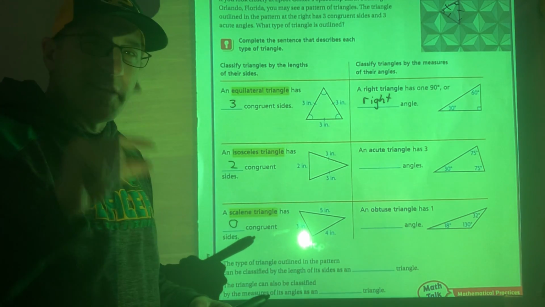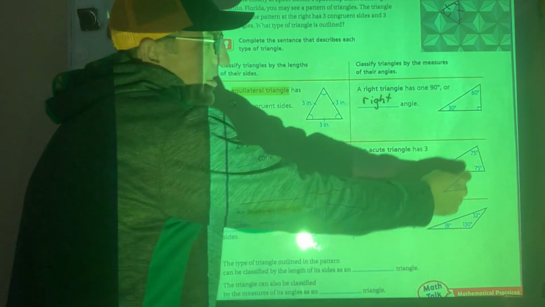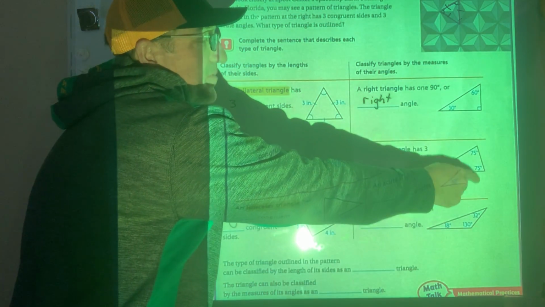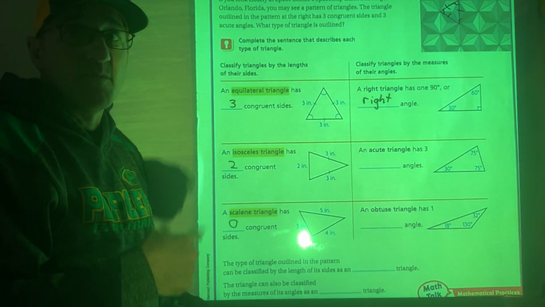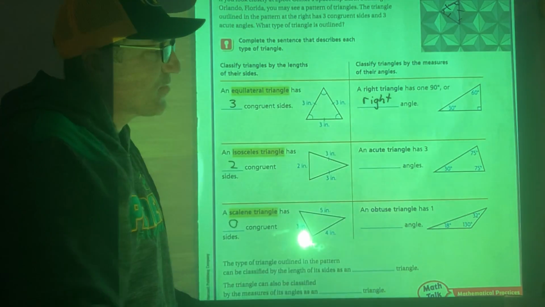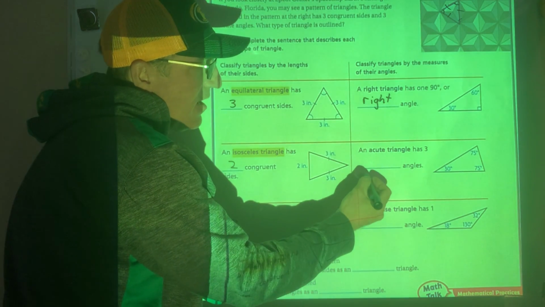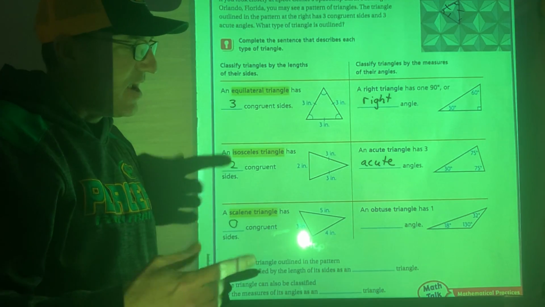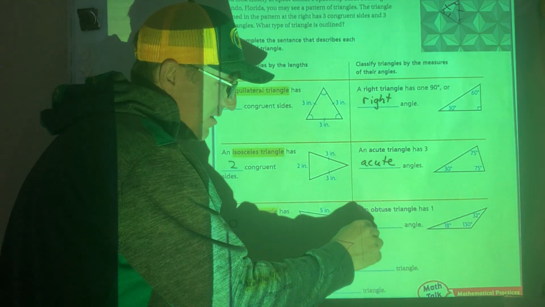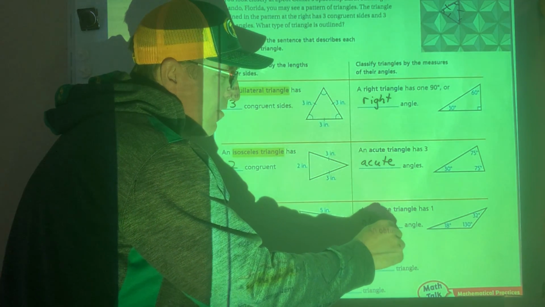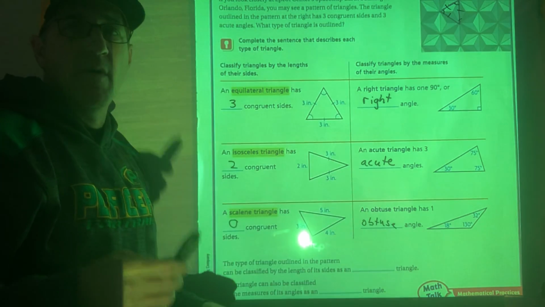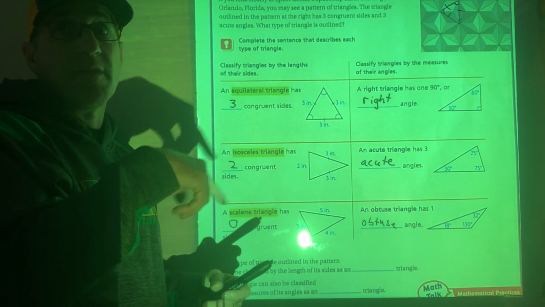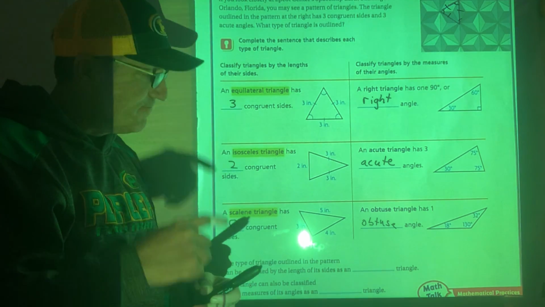Acute triangle, remember we talked about the cute little angles, right? Everything's less than 90. We've got 30, 75, and 75. If you add this up, 75 plus 75 is 150 plus 30 is 180, just like this one, right? So this has 3 acute angles, all right? And an obtuse triangle has 1 obtuse angle, and you can never have more than 1, right? More than 1 over 90, then I have less than 90 degrees left for all the other angles. So that's why it's only 1.